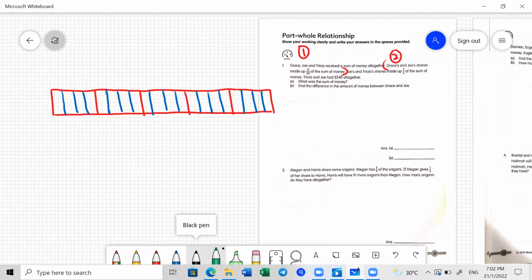So 13/20 for Grace and Joe. We're just going to shade 13 units. 1, 2, 3, 4, 5, 6, 7, 8, 9, 10, 11, 12, 13. Can y'all see that? All right. Of course, every time you want to do something like that, you make sure you label it. We will use G for Grace. So G plus J, G plus J, okay?